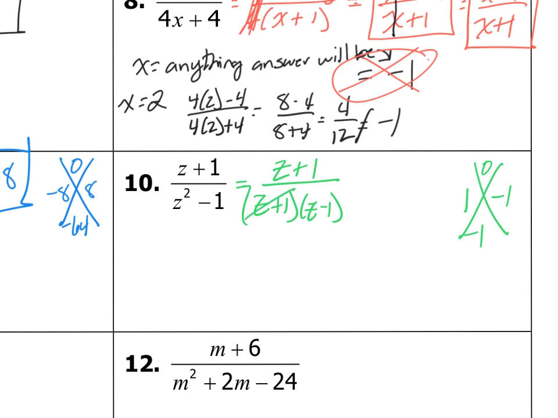So I've got a z plus 1 on the bottom and on the top. So what's left on the top? Well, I've made a 1. So that means my numerator is 1. My z minus 1 is in the denominator. I can't all of a sudden move it to the top. So it is still in the denominator. So there's my answer.